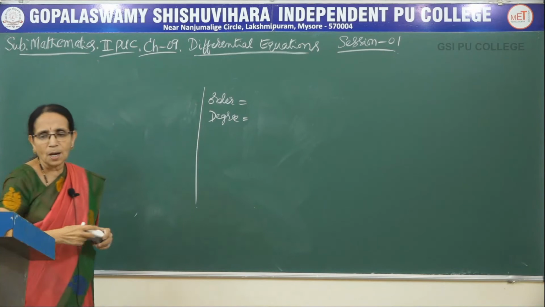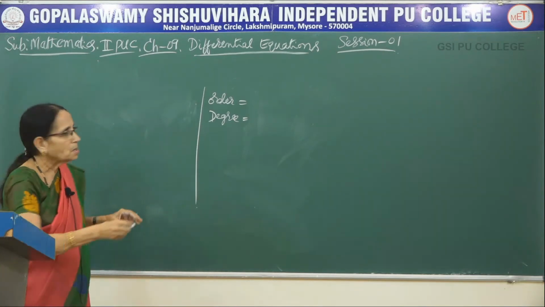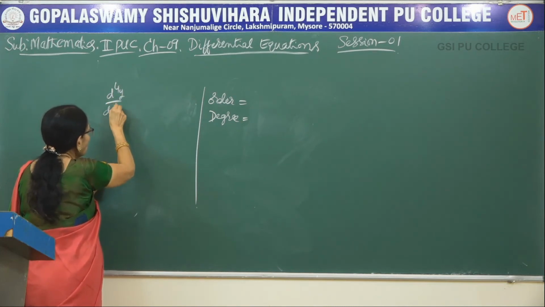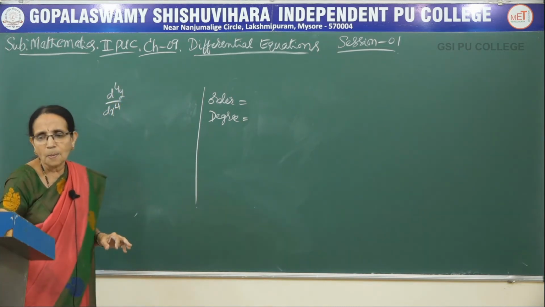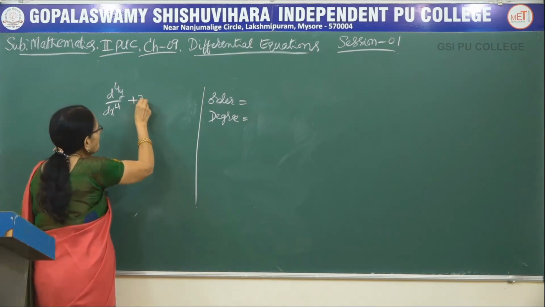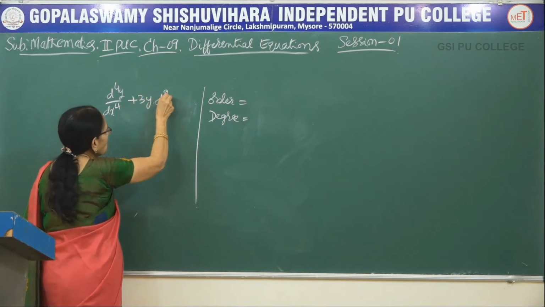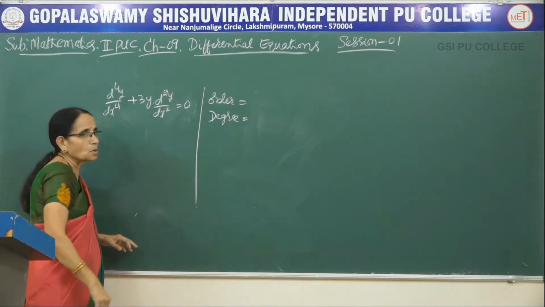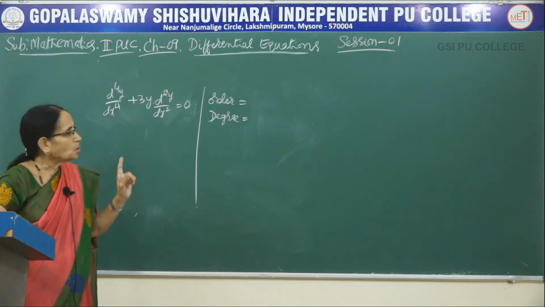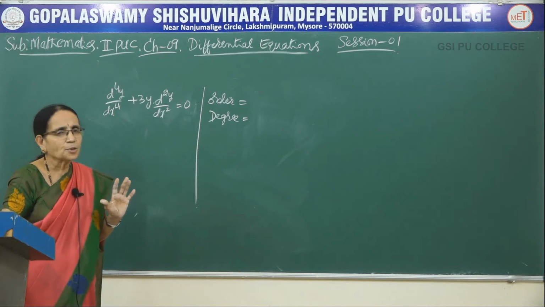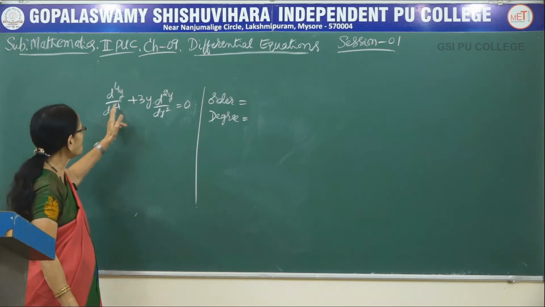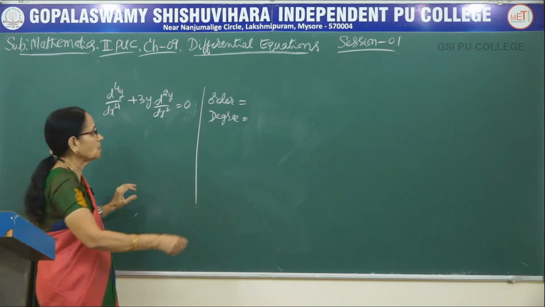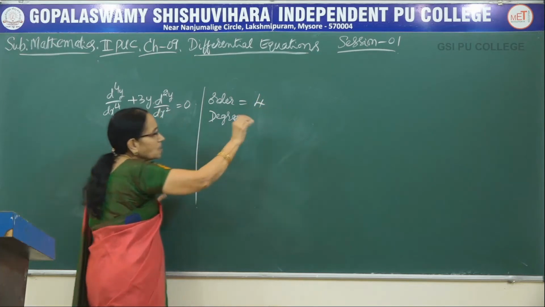Now let me move on to the next problem. d to the power 4 y over dx to the power 4 plus 3 times y into d square y by dx square is equal to 0. Look here. Is it a polynomial? First let us look at the order. Now d to the power 4. So how many times have you differentiated? 4 times. Therefore order can be directly written.